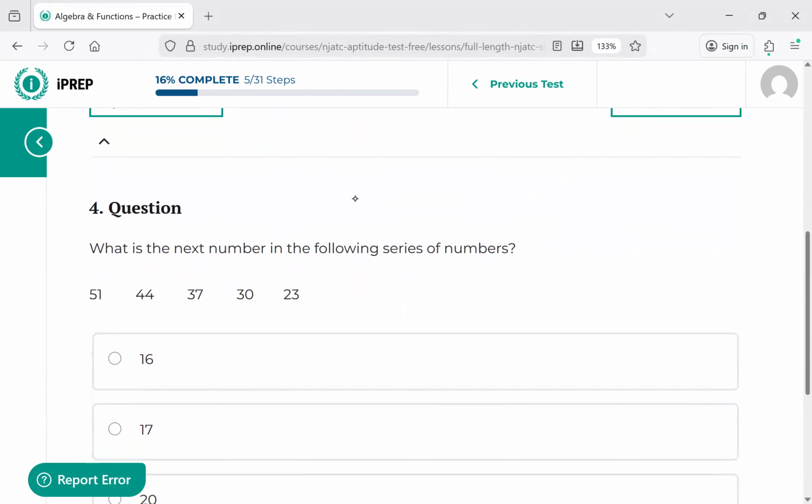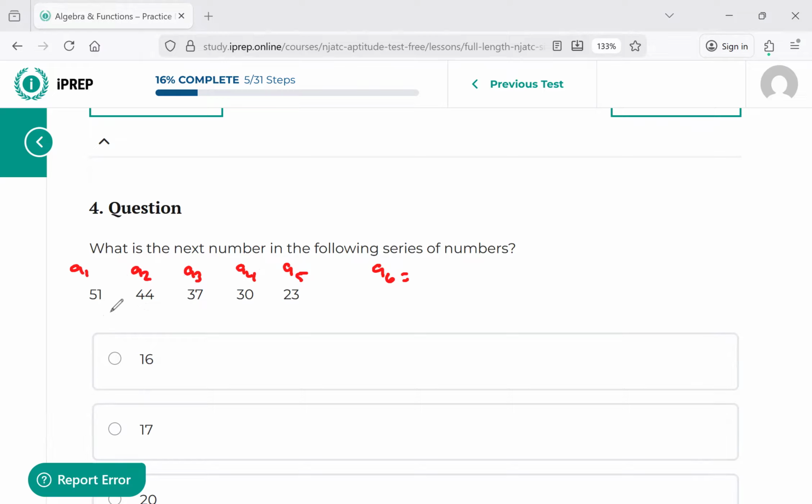It's another sequence. So our sequence is 51, 44, 37, 30, and 23. So let's look at our first term. So this is my first term, second, third, fourth, fifth. We'll probably have to find the sixth term. That's what they really want.